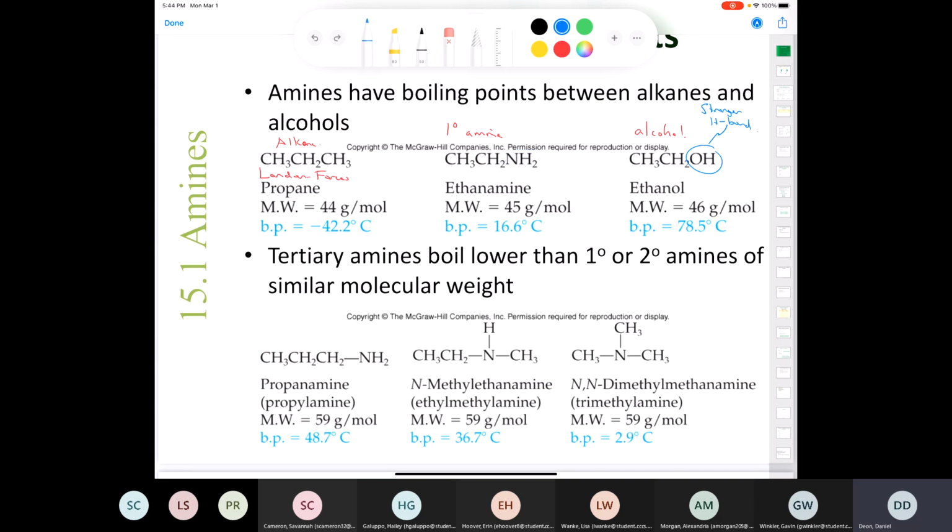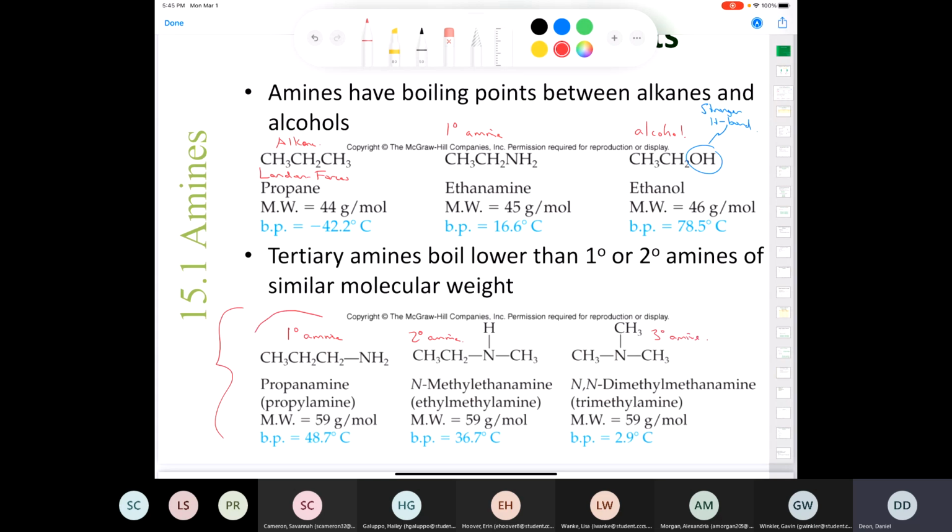And so tertiary amines, of course, are going to boil at a lower temperature than primary and secondary amines of the same molecular weight. Why would that be? Because they can't hydrogen bond at all. Again, if we look at these three compounds down here on the bottom, they all have the exact same molar mass. They're all isomers of each other. The first one, propanamine, is a primary amine. The second one, ethylmethylamine or N-methyl ethanamine, is a secondary amine. And the third one is trimethylamine, and that is a tertiary amine.